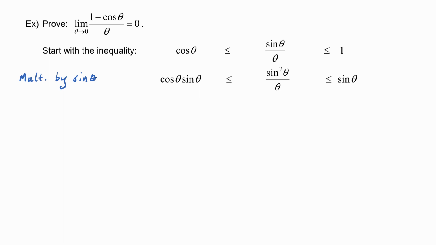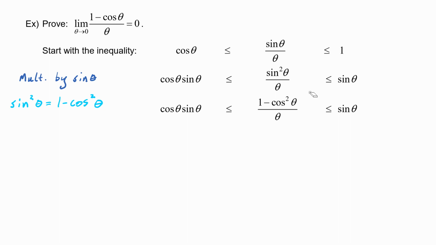So now we have cosine theta sine theta less than or equal to sine squared theta over theta less than or equal to sine theta. Next, we will use the Pythagorean identity of sine squared theta plus cosine squared theta equals 1. If we solve that for sine squared theta, then it's equal to 1 minus cosine squared theta. So we do that substitution, and the only thing that will change then is that this middle term becomes 1 minus cosine squared theta over theta.